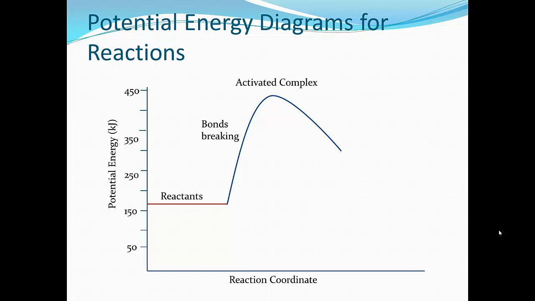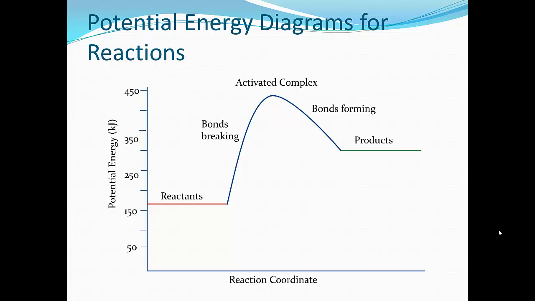The activated complex is the highest energy part of the reaction. It's where everything's broken apart. Everything's very unstable because it's at this very high energy. So it's not going to last there very long. You'll see that after the activated complex, the curve starts to come back down. Well, if bonds breaking absorb energy, then this is where the new bonds must be forming. We'll then reach some endpoint of the products.